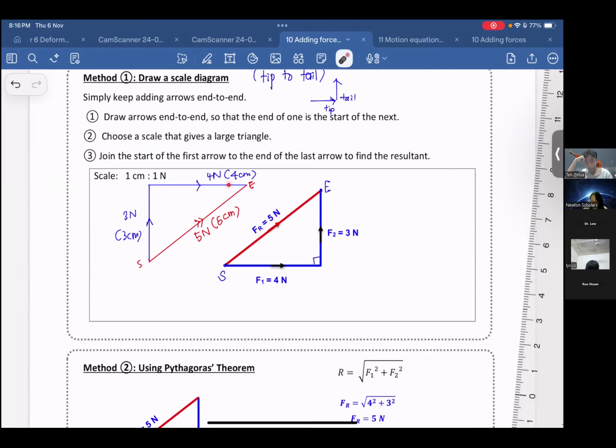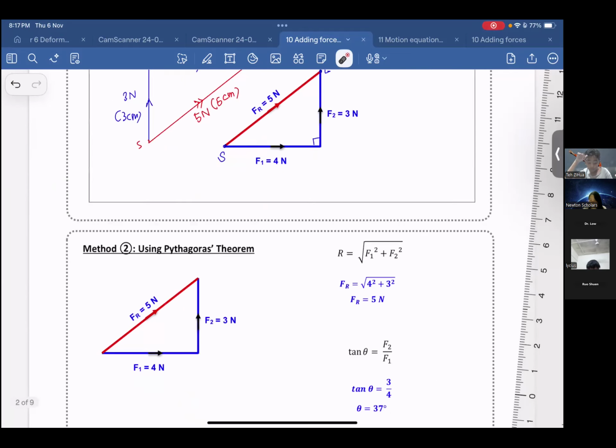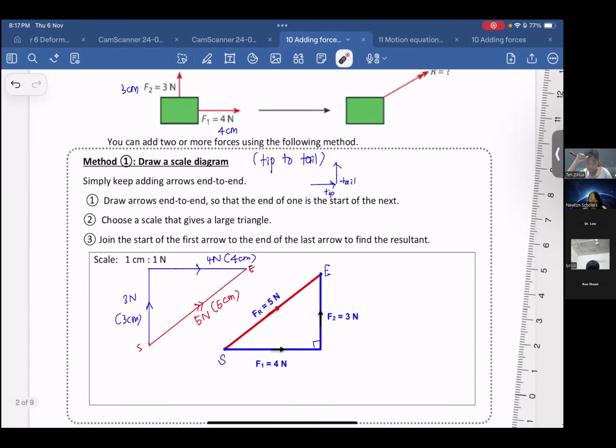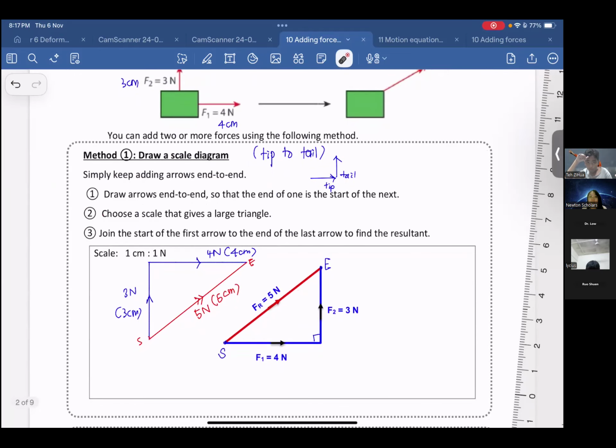Okay, they will tell you which angle they want. Either it is the resultant force to the horizontal force, or the resultant force to the vertical force. So how do we measure? Using your protractor. Just now it was 90 degrees, so if you don't want to use a protractor, it doesn't matter. But right now, if you want to measure this angle, then you have to use a protractor. Okay? Next, is this the only way for us to do the calculation and get the answer?